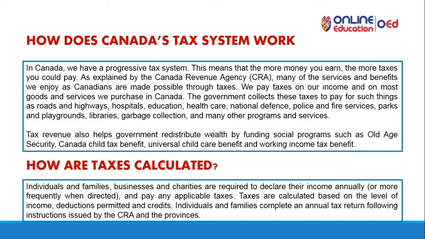We pay taxes on our income and on most goods and services we purchase in Canada. So the government collects these taxes to pay for such things as roads and highways, hospitals, education, healthcare, national defense, police and fire services, parks and playgrounds, libraries, garbage collection, and many other programs and services. So you know now, those people who are residing in Canada, you know where the fund is coming from.